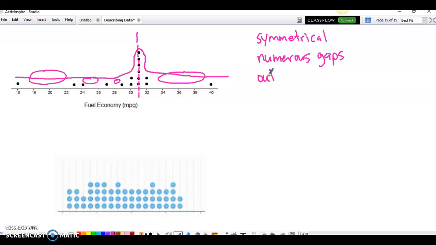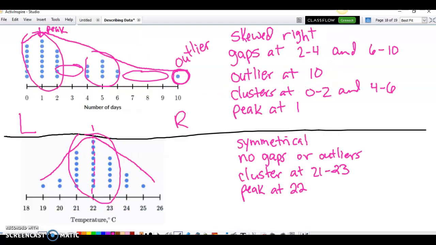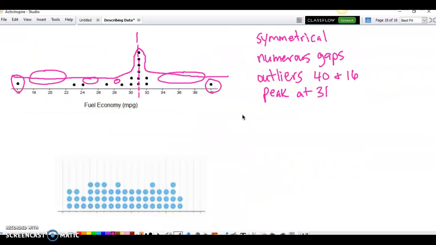I've got a couple of outliers on this one. We've got an outlier at 40 and 16. We've got a peak at 31. Okay, we got a peak at 31. Am I missing anything else? Let me look at my other slide. Am I leaving anything out? Peak, cluster, outlier, gaps, skewed right. Do we have any clusters? A little bit of a cluster here, yeah. So we've got a cluster between 30 and 32.